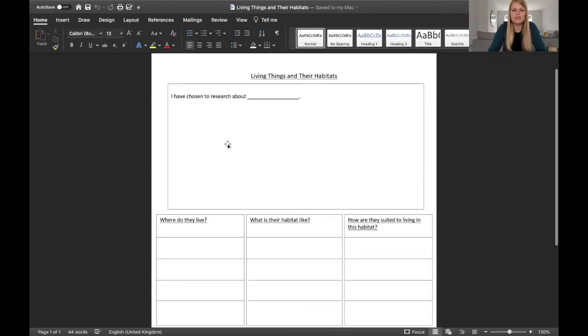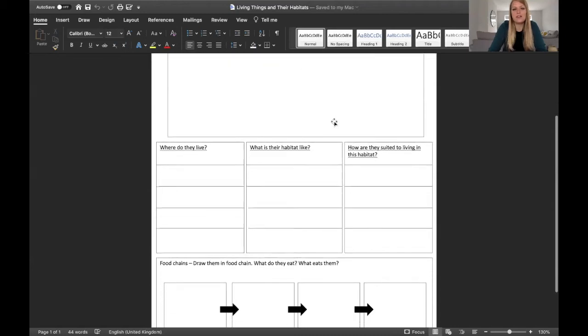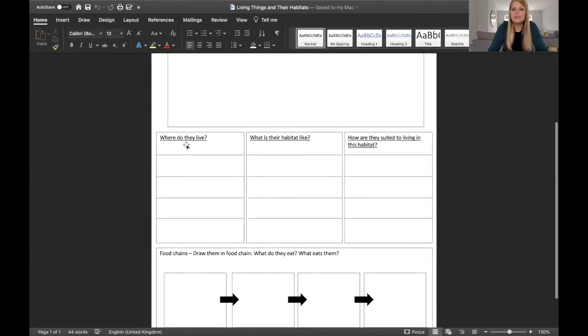And once you've done that, you might want to draw a fabulous picture of your animal here. Make sure you put nice colours on and make it look as fabulous as you can. Once you've done that, there are 3 questions that I would like you to research and find out the answer to. Now, the first one is, where do they live?